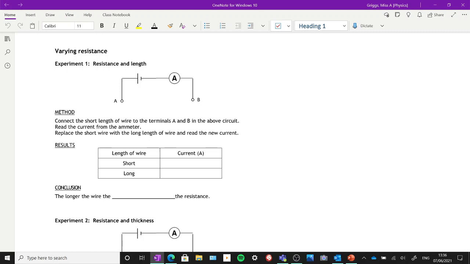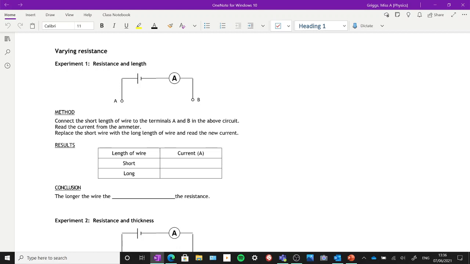I always think of it as like a wall. If you build a higher wall, it's more difficult to climb over, so it slows the current down a little bit. That's kind of the way I think of it. So the higher the resistance, the lower the current. Okay, so that's important when we're doing these experiments.